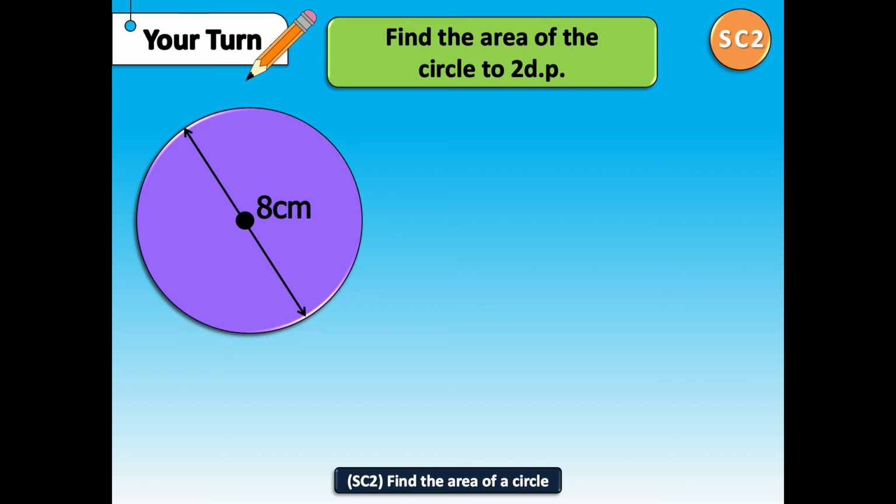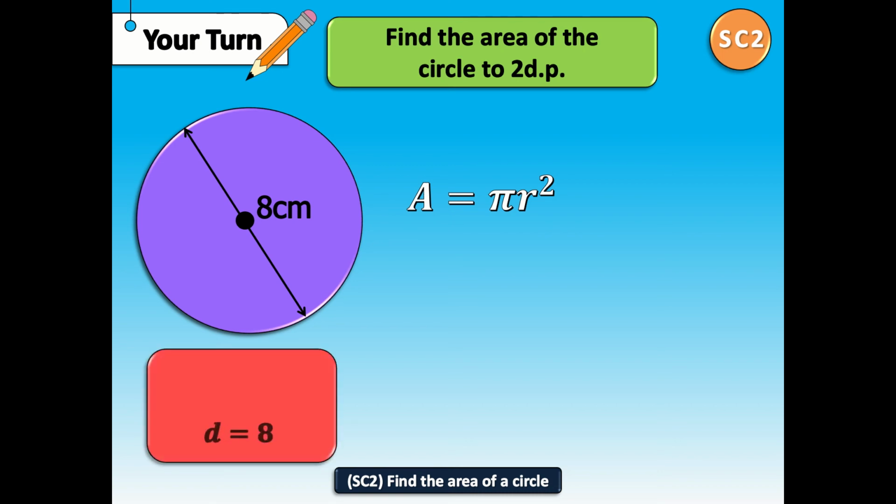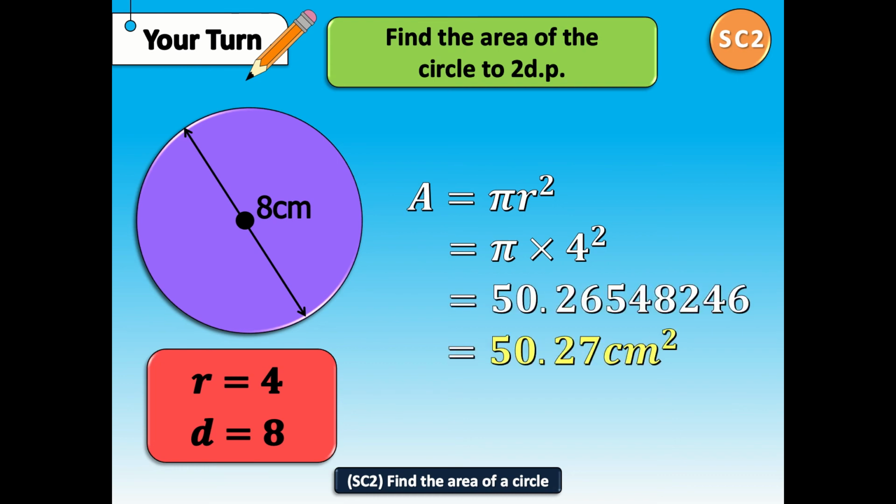So we want to find the area of this circle, so we need to do pi times the radius squared. So we're told the diameter is 8 centimetres and the radius must be 4 centimetres. So we do pi times 4 squared, which is 50.27.